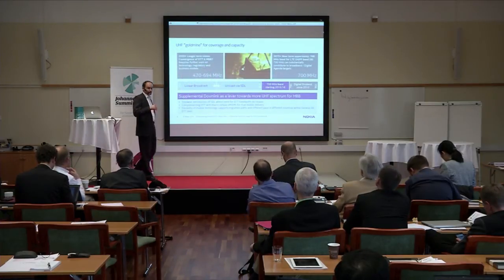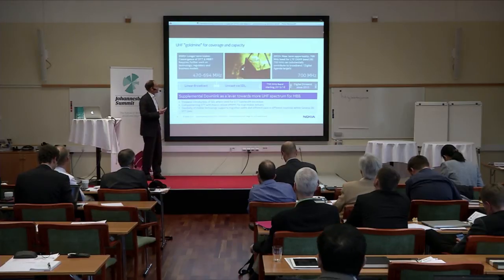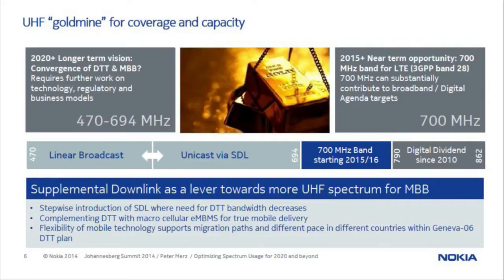We talked a lot about high spectrum or higher spectrum. There is also this huge potential, which I call the gold mine for coverage and capacity, the UHF band, where we are all eager from the mobile broadband industry to get more access to it. So starting with the digital dividend, the 800 megahertz band, the 700 megahertz band coming. And we are also eager to see how we could come to a friendly coexistence or to a convergence between the broadcasters and the broadband community.